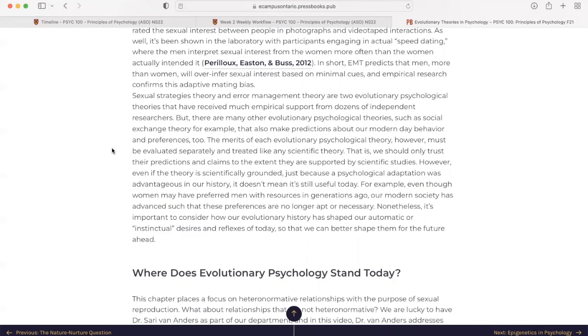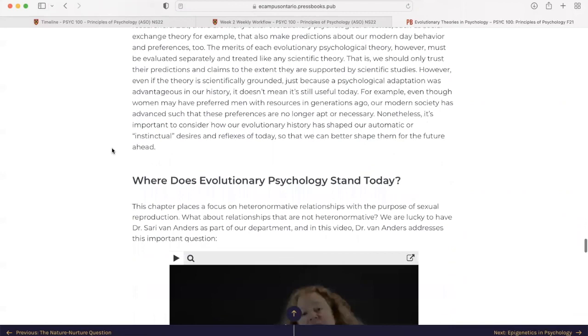However, even if the theory is scientifically grounded, just because a psychological adaptation was advantageous in our history, it doesn't mean it's still useful today. For example, even though women may have preferred men with resources generations ago, our modern society has advanced such that these preferences are no longer apt or necessary. Nonetheless, it's important to consider how our evolutionary history has shaped our automatic or instinctual desires and reflexes of today, so that we can better shape them for the future ahead.